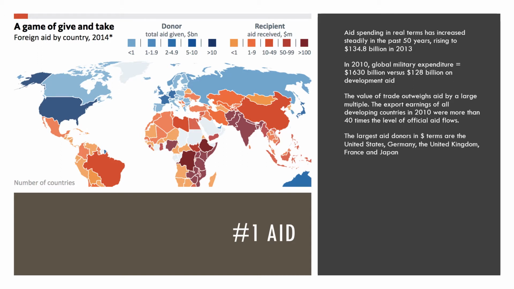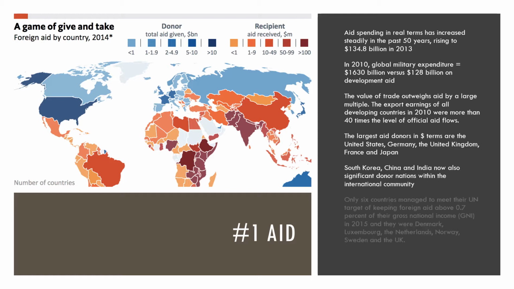Having said that, a number of countries do give aid. So by aid, we mean giving money to developing country governments, or maybe giving it to organizations who try and do projects in particular countries. The largest aid givers are the United States, Germany, UK, France, and Japan. South Korea, China, and India are now also significant donor nations within the international community. There is a UN target that 0.7% of GNI should be given as aid, but very few countries meet this target.